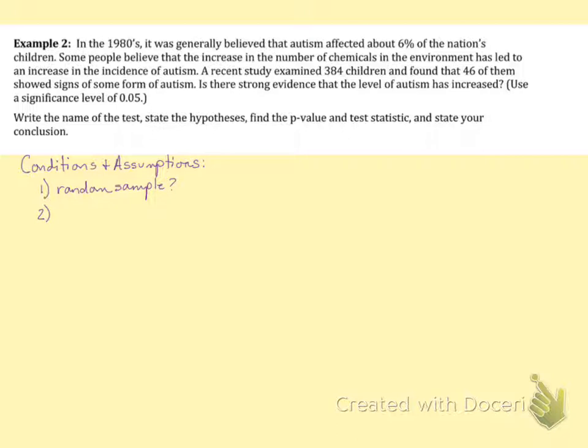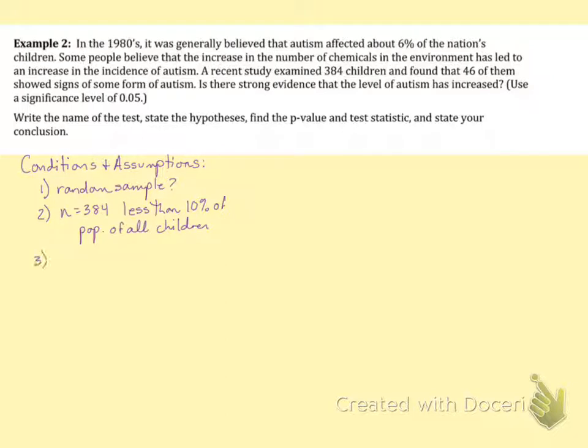Number 2, the second thing is we want to make sure that the sample size is less than 10% of the population size. So this is the 10% condition. In this case, we've got a sample size of 384, which has got to be less than 10% of the population of all children. Right? There are millions of children in this country.